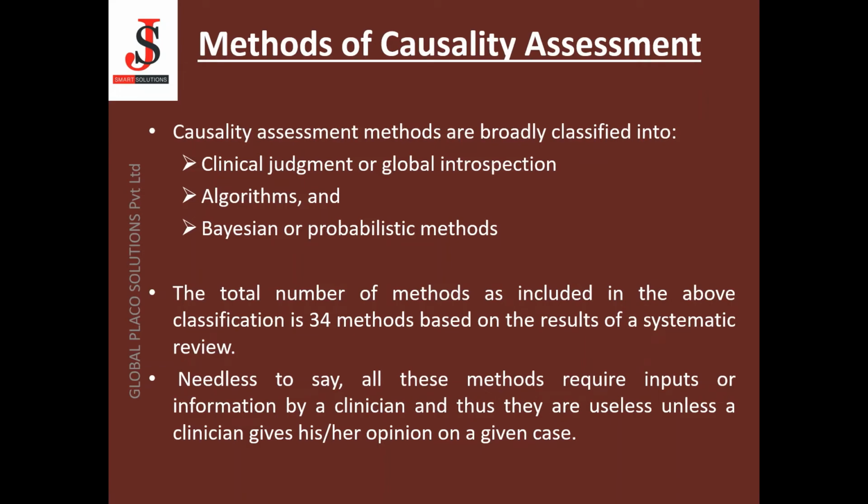Now let's look at what are the methods of causality assessment. Causality assessment methods are broadly classified into clinical judgment or global introspection, algorithms, and Bayesian or probabilistic methods. We have three. The total number of methods as included in the above classification is 34 methods based on the results of a systematic review. Needless to say, all these methods require inputs or information by a clinician, and thus they are useless unless a clinician gives his or her opinion on a given case.